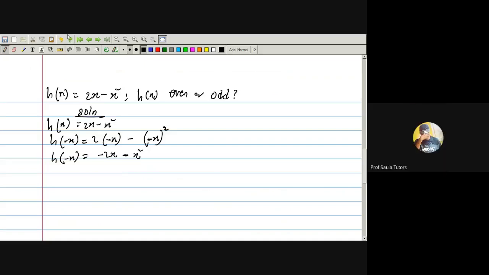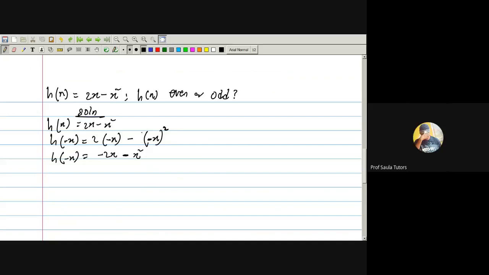Exactly. Now check, is this h of minus x even or odd? You cannot classify it as even or odd. Because if you check, our h of x is not something as minus h of minus x. Do you understand? Okay. Yes.